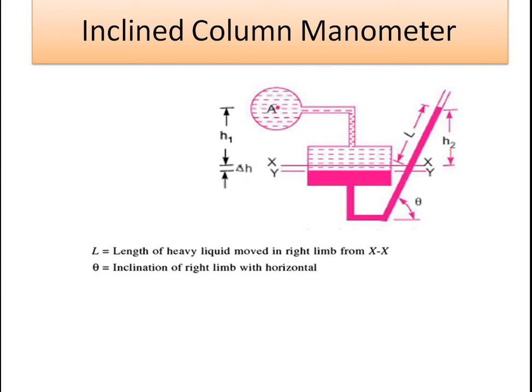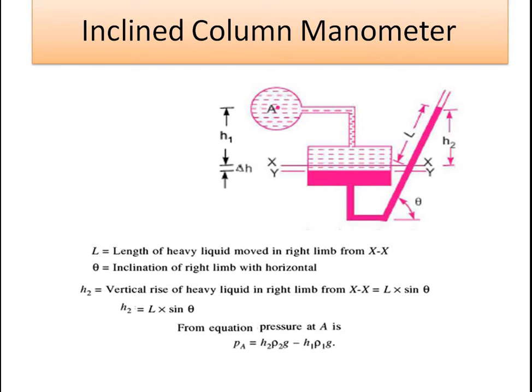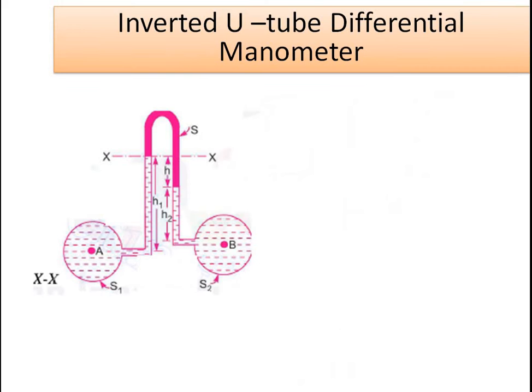So we know that H2, the vertical rise of heavy liquid in the right limb column, is equal to L sin theta, and therefore H2 is equal to L sin theta. From the equilibrium equation, the pressure at A is given as PA equals H2 rho 2 g minus H1 rho 1 g. Putting the value of H2, we get PA equals L sin theta into rho 2 g minus H1 rho 1 g. Sorry, not only sin theta, here by mistake I have written sin theta.